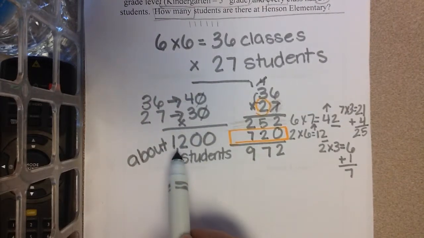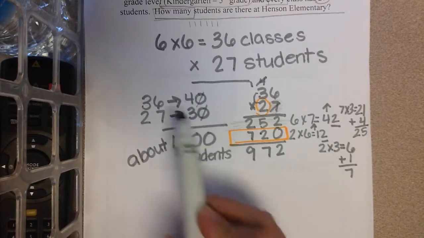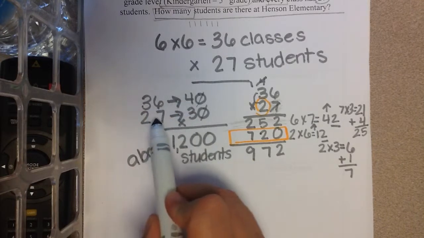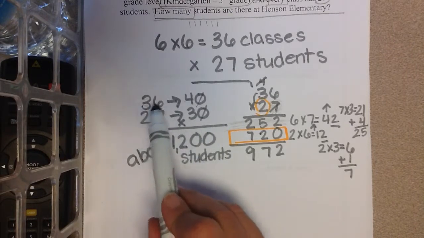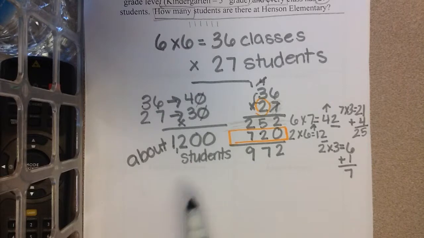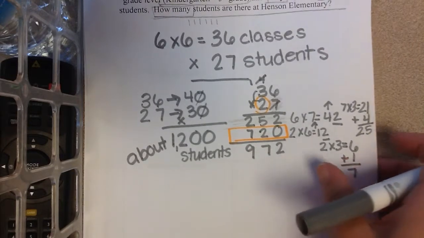If any of you said that this answer is larger than this one because I rounded up, you are exactly right. This one should be larger because I got larger every time. That's why this should be larger than that. But they're only about 200 and a little bit more away from each other, and that's okay.